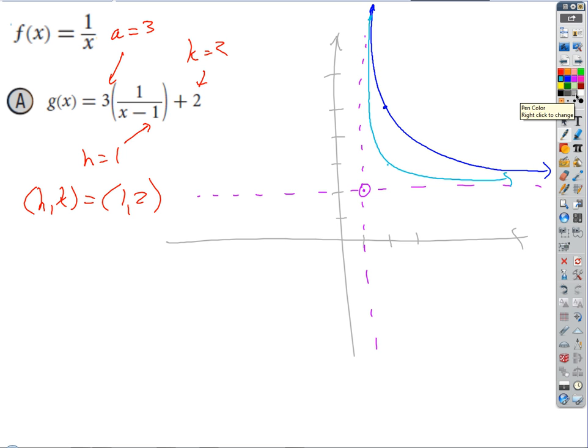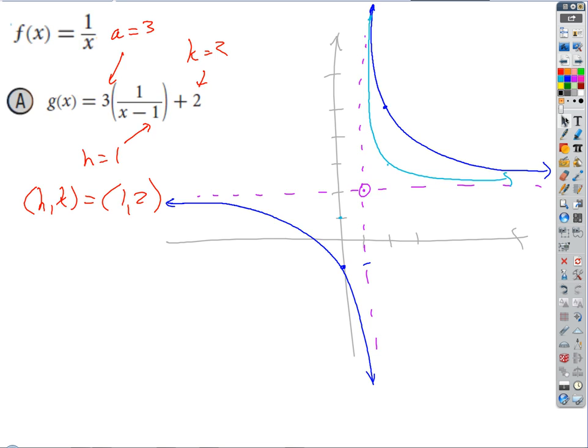Normally we would start at the intersection point and go back 1 and down 1. But this time if we're stretching it vertically, instead of going down 1, we're going down 3. So we're going to go down 1, 2, 3 right there. And once again, that's what our function is going to look like. Okay? Does that make sense? Okay?